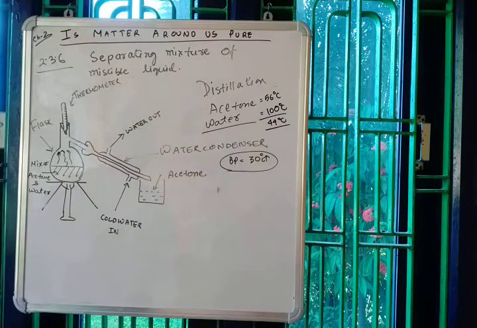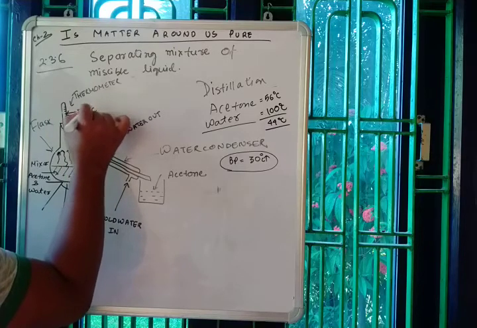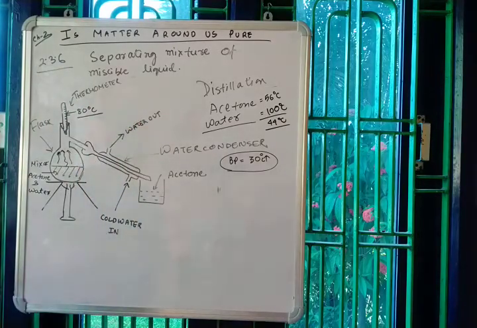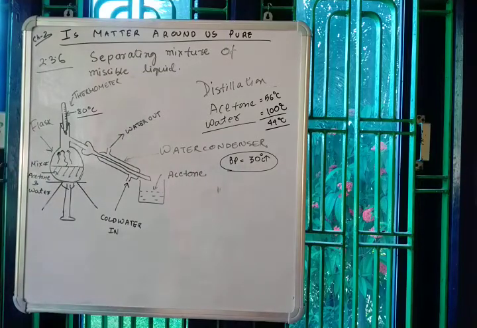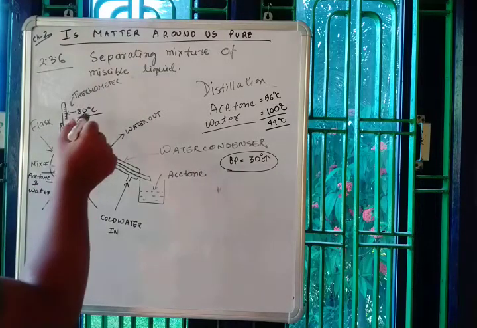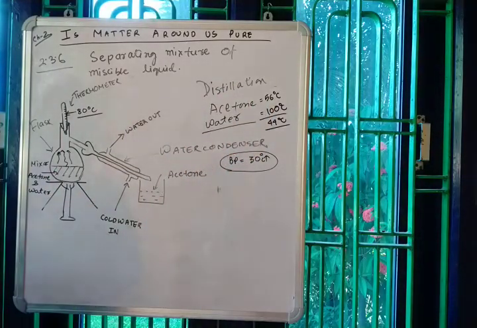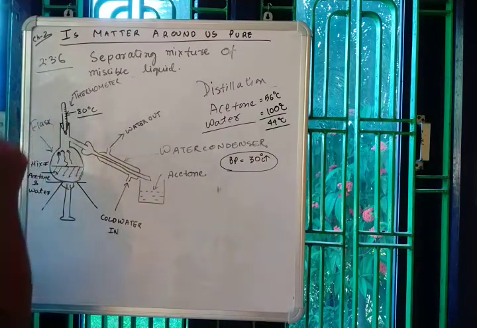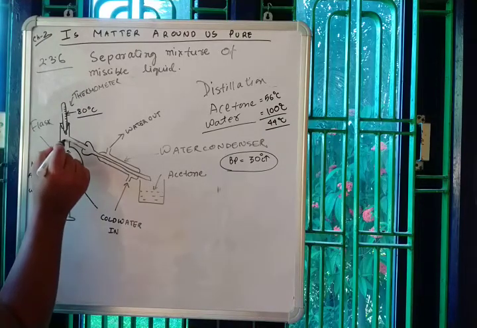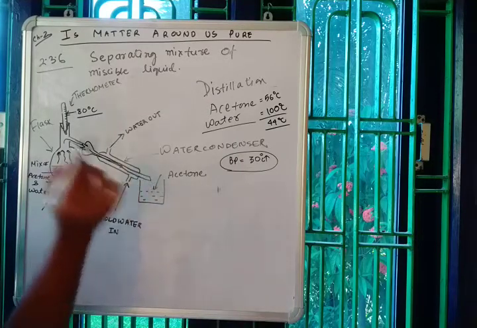Since we have a thermometer here, we can control the temperature. So let's say that we have kept the solution at 80 degrees Celsius. We know that the boiling point of water is 100 degrees Celsius. So at 80 degrees Celsius, no water will convert into vapor. That means at 80 degrees Celsius, only vapor of acetone will be formed, because the boiling point of acetone is 56 degrees Celsius. The vapor of acetone will be formed, and since there is no other way to go, this vapor will follow this route. It will go through this route, and through this condenser it will travel.